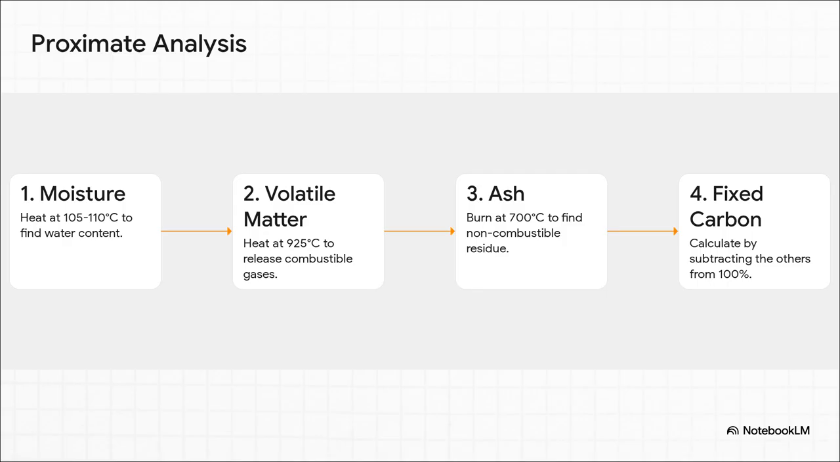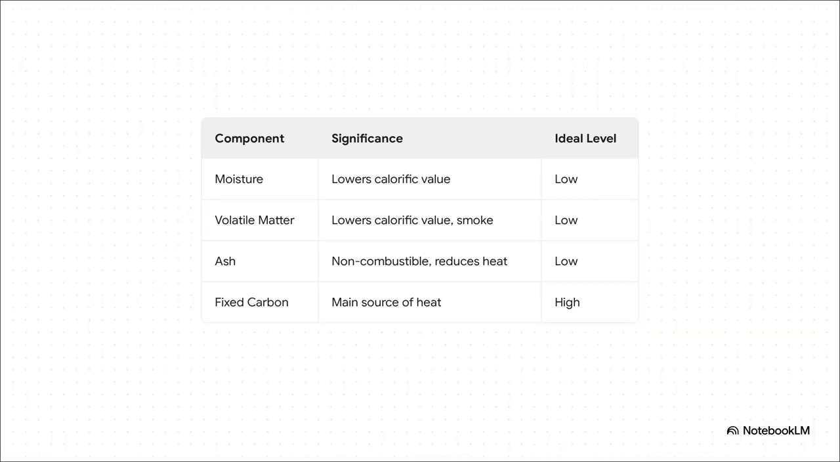Third, you basically burn everything that's left until all you have is non-combustible ash. And finally, you get to the good stuff. The fixed carbon, the real powerhouse of the fuel, is just whatever's left over when you subtract the other 3 from 100%.